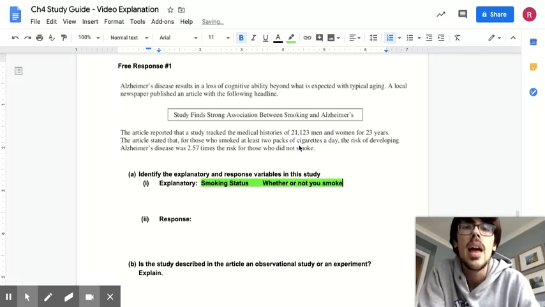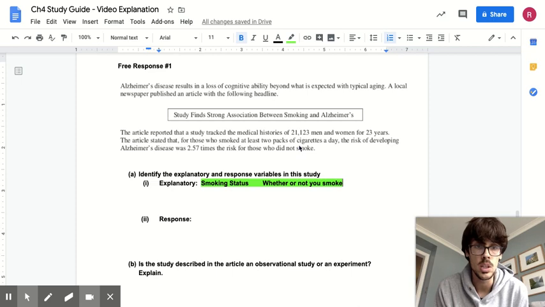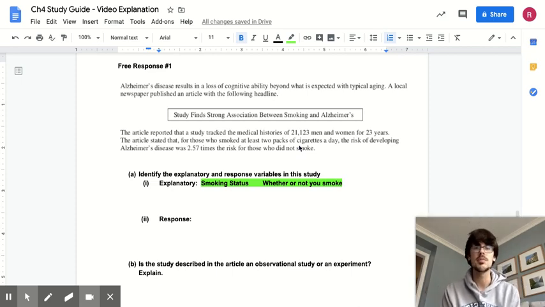Something like that. What kids will do very frequently, and what I'm guessing some of you might have done because I've seen it happen, they'll just say smoking for the explanatory variable. But that by itself was not good enough to get full credit on this question because you have to show in some sort of way, what is it about smoking? Well, it's whether you do or you don't. Do or don't smoke. Or you could say smoking status, something beyond the word just smoking.